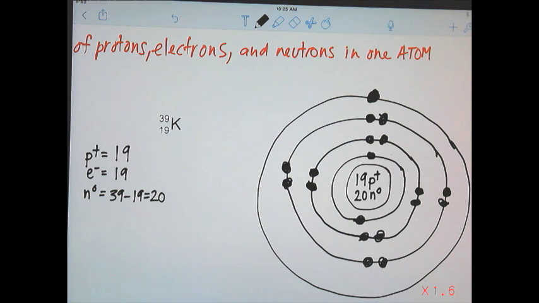This is what 1 atom of potassium looks like. The nucleus has 19 protons and 20 neutrons. The first energy level has 2 electrons. The second energy level has 8 electrons. The third energy level has 8 electrons. And the fourth and final energy level has a single electron. Use these steps to draw Bohr-Rutherford diagrams of any element on the periodic table.